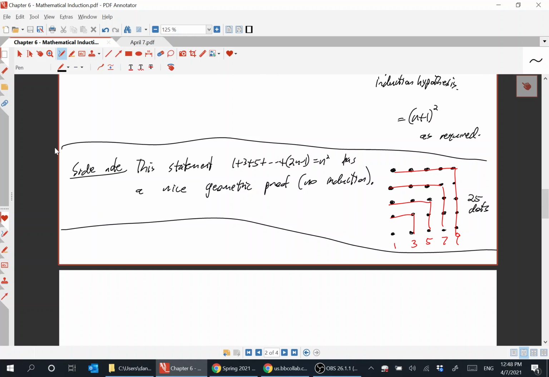Side note, this statement can actually be proven without using mathematical induction. It has a geometric proof. Of course, n squared is the number of dots in an n by n array, but when you look at the array and group the dots like this, you see that the number of dots is consecutive odd numbers. That's 1 dot, 3 dots, 5 dots, 7 dots, 9 dots, and so on. So the sum of the first 5 consecutive odd numbers is a 5 by 5 array of dots, which is 25 dots.